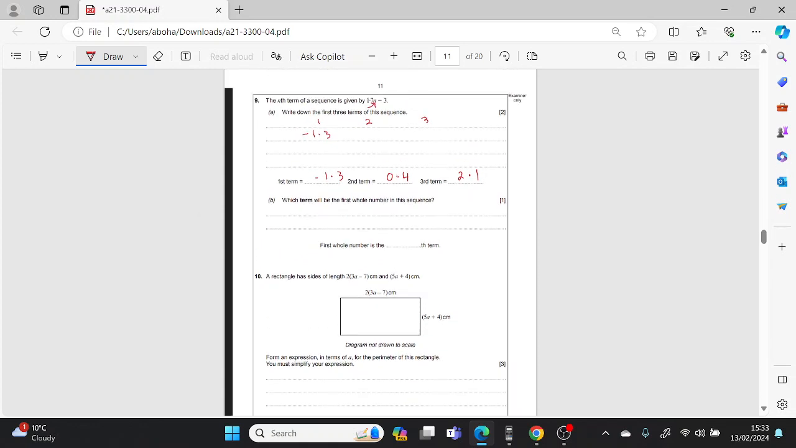Which term will be the first whole number in this sequence? Well, it's only worth 1 mark, so don't try and go through every single number till you get the answer, okay? Think about it, guys. If it's a decimal, just multiplying by 10 would change 1.7 to a whole number. 1.7 times 10 is 17. Take away 3 is 14. So the first whole number would have to be the 10th term.